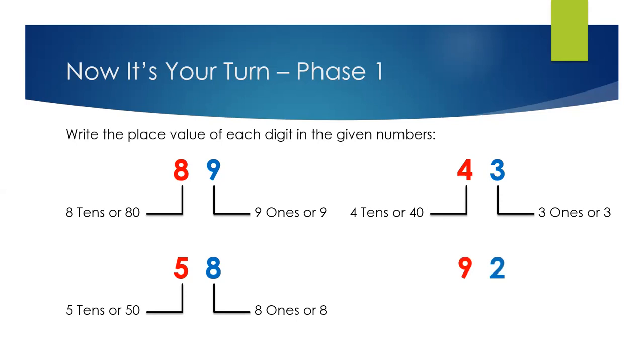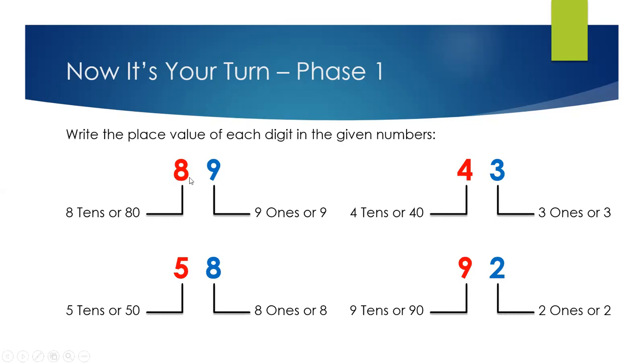Here we are having a fourth number 92. 2 is the first digit from the right, so representing 2 ones or 2. And the 9 is the second digit from the right, so it is representing 9 tens. So the number is 92. Let us read out the numbers from the first place.